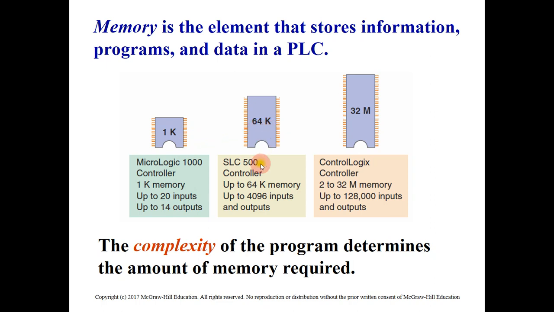The 64K memory is usually used with the SLC 500 controller. It supports up to 4096 inputs and outputs. The 32 megabyte memory is usually used with the ControlLogix controller, which is the biggest PLC system controller. The memory can be selected between 2 megabytes and 32 megabytes, and it supports up to 128,000 inputs and outputs.